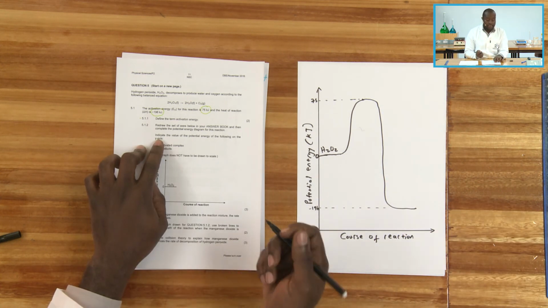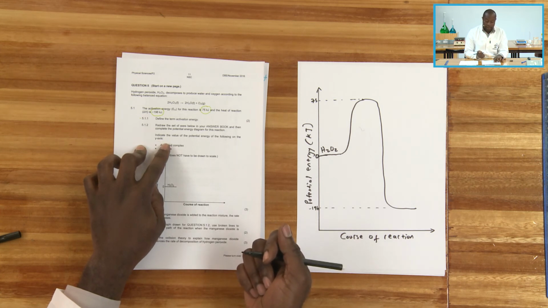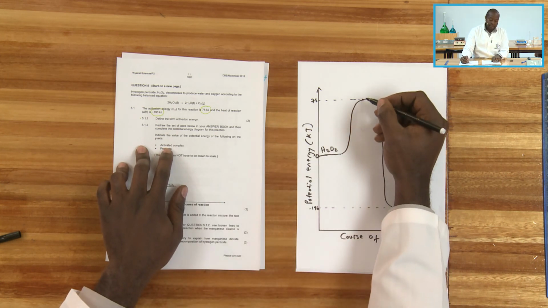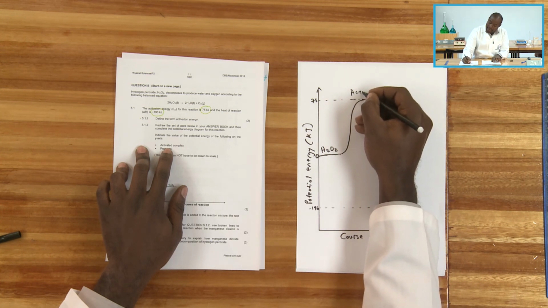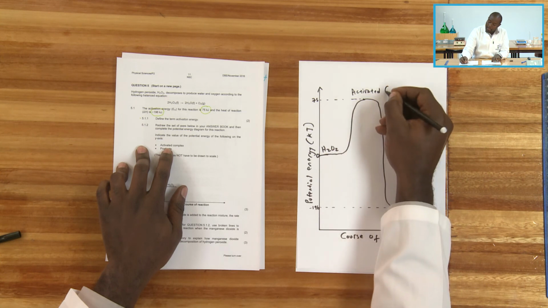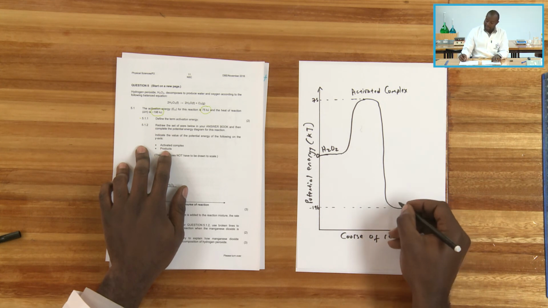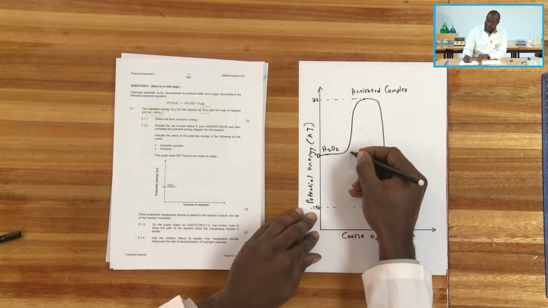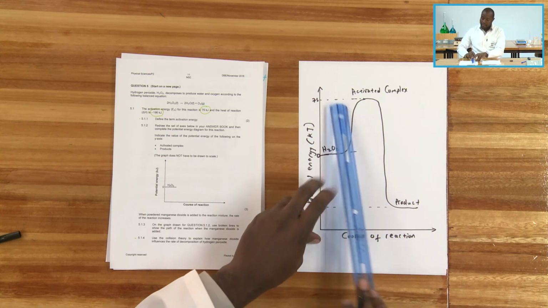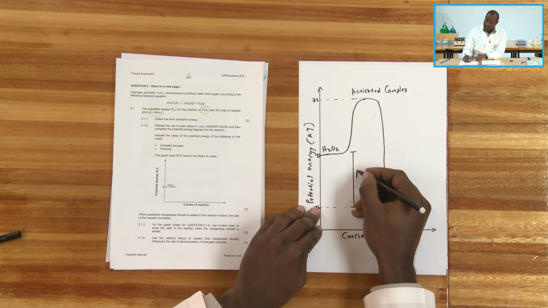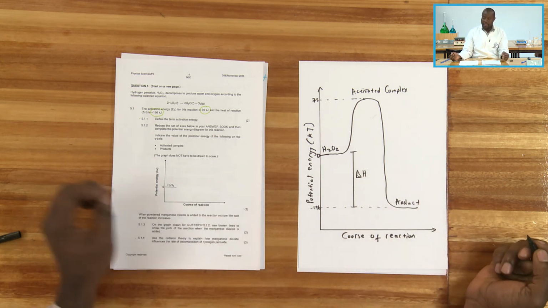And it says indicate the value of the potential energy of the following on the y-axis, the activated complex. So our activated complex is always going to be right at the summit of our curve here. So this is where our activated complex is going to be. And also our products, they are going to be here at the end of our energy graph. And this energy difference between our starting reactants and our ending product is our enthalpy for the reaction.